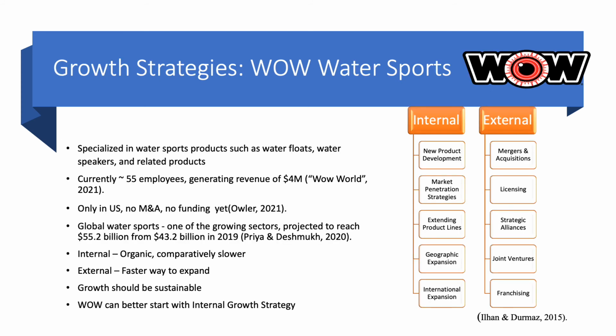In the next section, we will analyze how we can grow the business and what strategies can be adopted, and in the case of water sports, what can be done as well. When it comes to growth strategies, there can be internal strategies and external strategies. For example, the internal strategies can be new product development, market penetration strategy, extending the product line, extending the geography region, and international expansion. In the case of external strategy, you could do merger and acquisition, licensing, strategic alliances, joint venturing, and franchising.